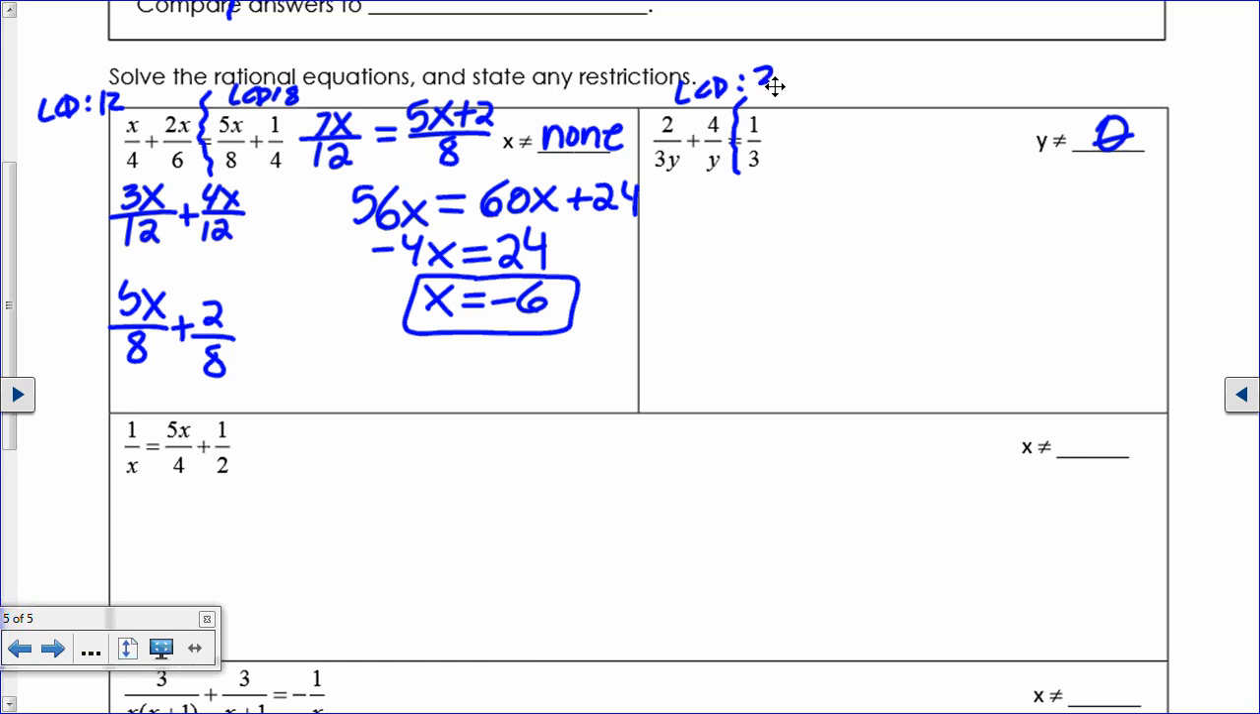You have the number and the variable part. The number that they need to have in common is 3, and the variable they need to have in common is y. So I need the common denominator to be 3y for both of them. The first fraction's okay. That's a 2. And then what's wrong with the second fraction? Okay, so 12. So if I add those 2 fractions together, what would I have? 14 over 3y equals 1/3. The fraction on the right side of the equation was fine.